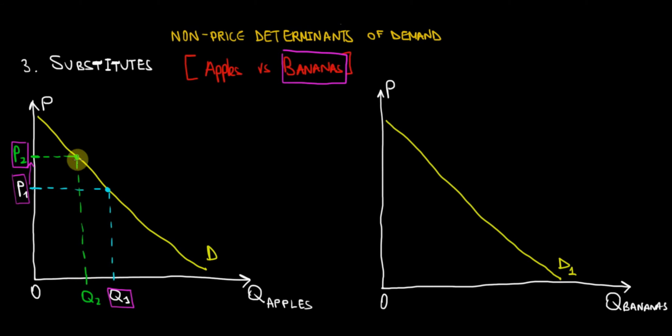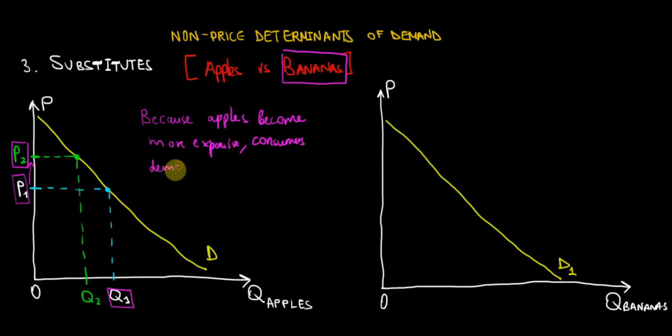As a result of that, because apples become more expensive, consumers change their consumption more towards bananas. I'm gonna write this note real fast. So because apples become more expensive, consumers demand more bananas. They substitute apples for bananas. Hope this makes sense. More bananas.